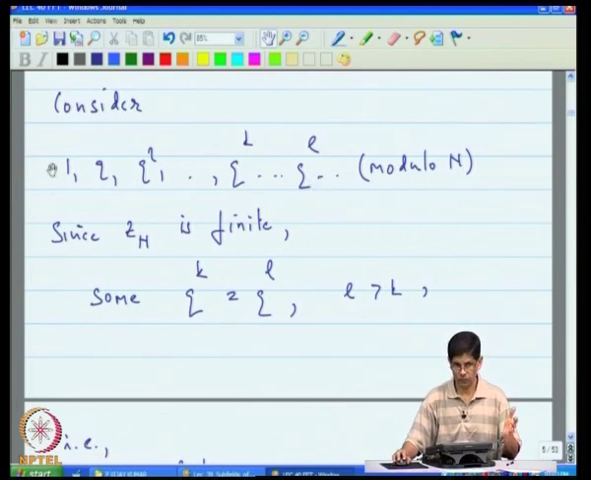For example, if q was 2, then I would have 1, 2, 4, 8 and so on, and I would do this modulo n. If n was 15, I would go 1, 2, 4, 8 and then stop. Okay. But in general, I will just keep going.